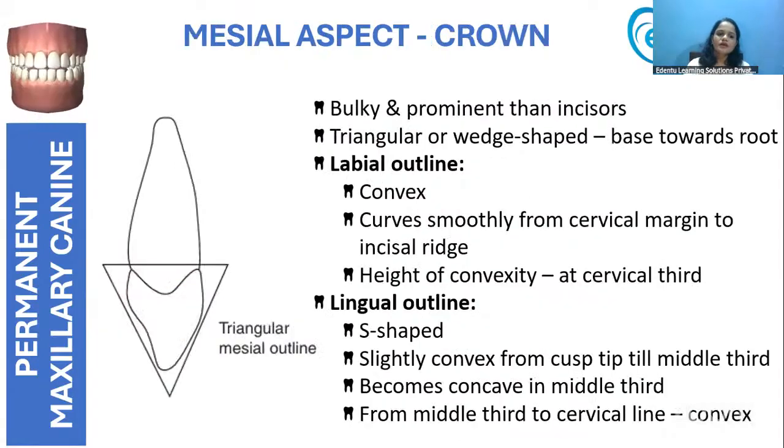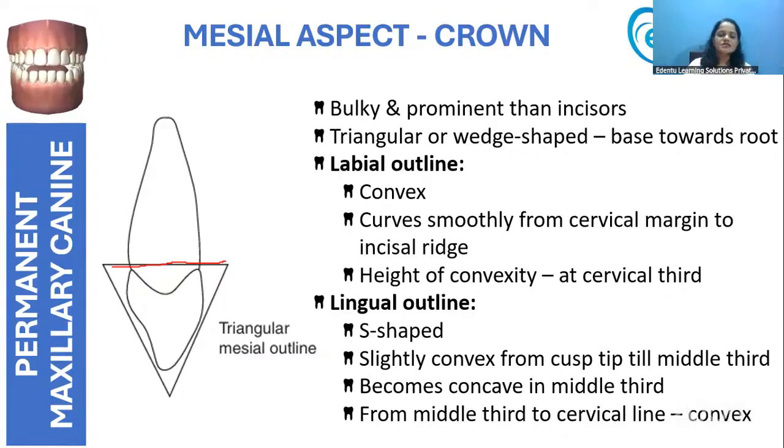Now coming to the mesial aspect of the permanent maxillary canine, as you can see, the crown shape is triangular. You have a triangular shaped crown, which is very bulky and prominent when compared to the maxillary incisors. Such a triangular or wedge-shaped outline you can see from the mesial aspect. If you look at this triangle, this is the base of the triangle. The base of the triangle is towards the root, and the apex of the triangle is towards the incisal tip.